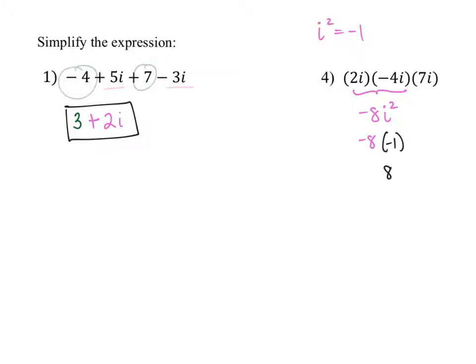Now keep in mind, next to this was a 7i, so I'm going to bring that down. So this is multiplying by 7i. So if I multiply 8 with 7i, I have 8 times 7 gives me 56i. And that is my final answer, 56i. All right, let's try some more in the next slide.